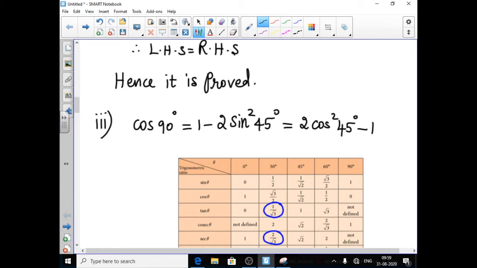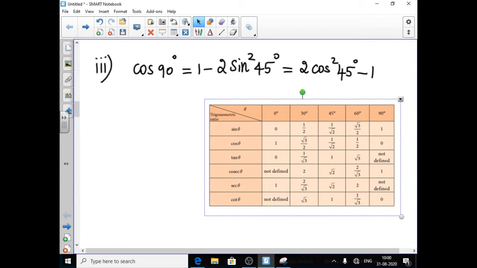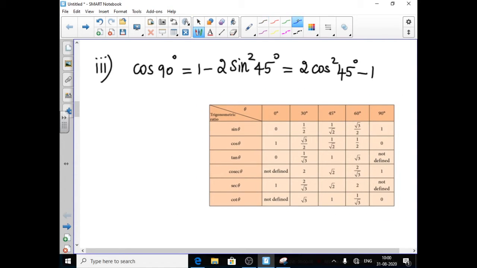So now we are going to use the values. So cos 90 degree. Okay. So now we are going to write the values. First one, cos 90 degree. Cos 90 degree is 0. You can write it. Cos 90 degree is equal to 0. Okay. Then next one, sine square 45 degree.